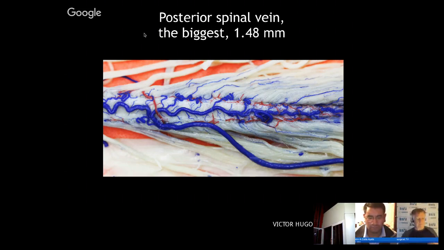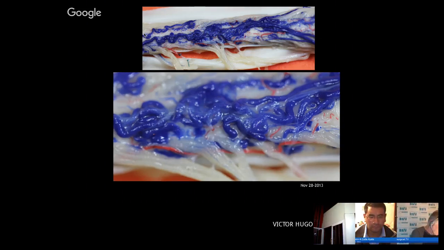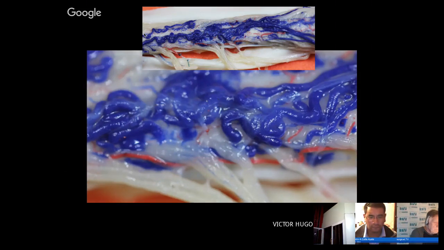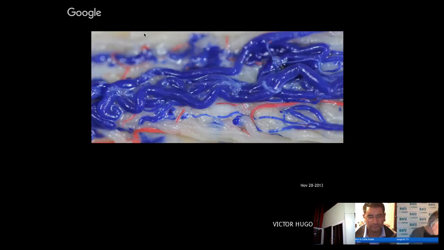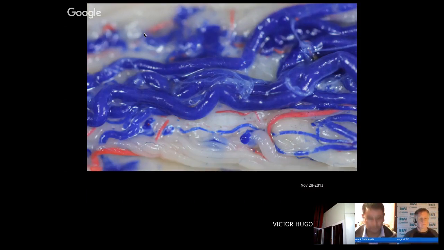This is also a beautiful photograph about the veins of the spinal cord. Look at this. This is impressive. This is amazing, how the veins form like a wheel, covered by the arachnoid. Only a few spinal cords have this aspect.